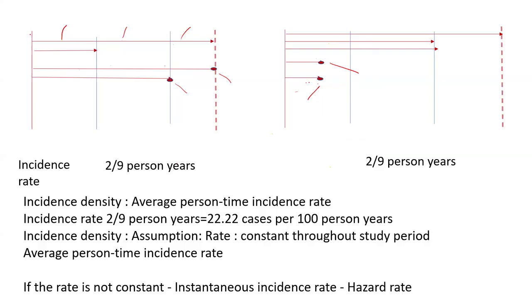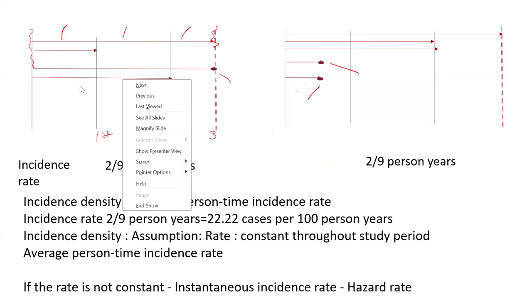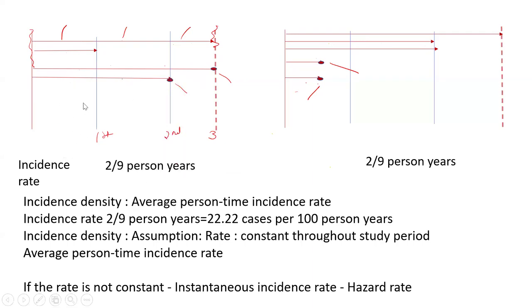See, this is the start of the cohort and this is the end of the cohort. And this is 1 year of follow-up. This is the second year of follow-up, and this is the third year of follow-up, right? So the first person is contributing 3 years of follow-up, right? This is 1 year, second year, third year. This person is contributing 1 year of follow-up. The third person is also contributing 3 years of follow-up. And the fourth person is contributing 2 years of follow-up. So total of 9 years of follow-up in this scenario.